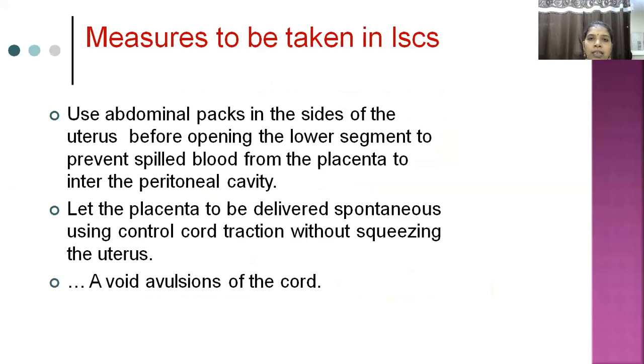Measures to be taken in LSCS. Use abdominal packs at the sides of the uterus before opening the lower segment to prevent spillage of blood from the placenta into the peritoneal cavity. Let the placenta be delivered spontaneously using controlled cord traction without squeezing the uterus. Avoid avulsion of the cord.